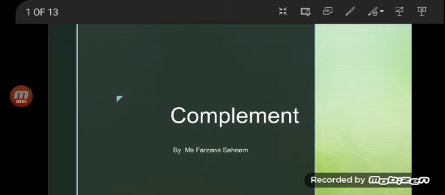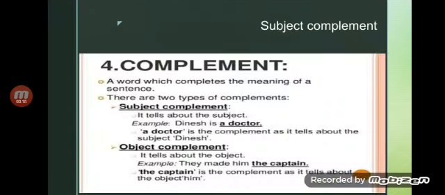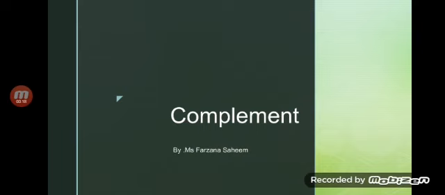So, dear students, today we are going to start our new topic, that is complement. As you all know, a sentence has a foundation. The other parts of the sentence are built on this foundation. What is the foundation? The foundation is the subject and the verb. In the previous lecture we discussed in detail that a sentence is based on subject and verb, and later we divide that into subject and predicate.